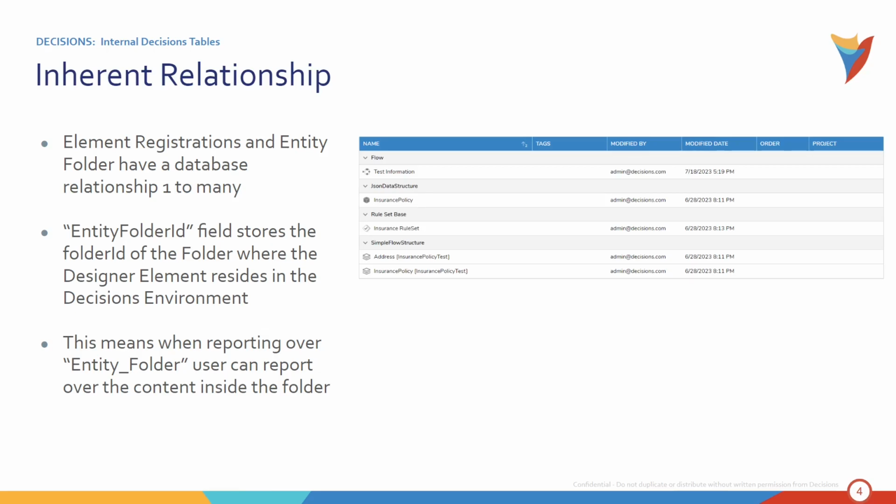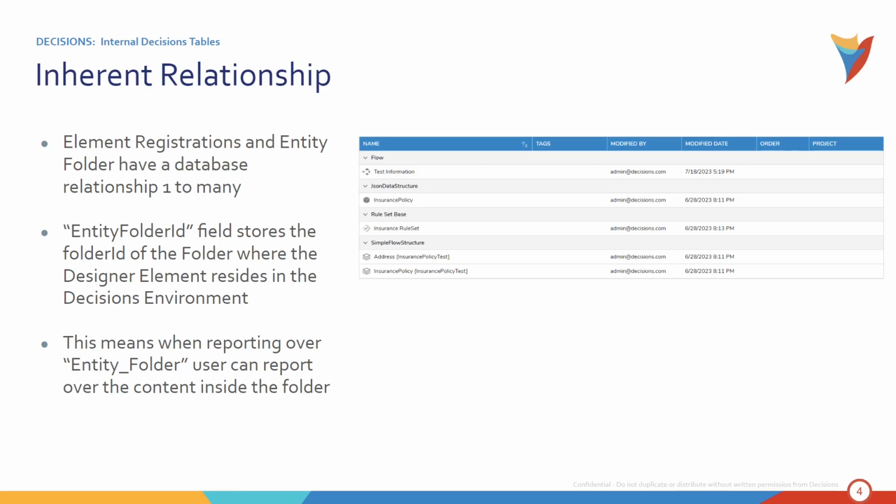Now, because every designer element lives in a folder, right? You create a designer folder called Jared's Designer Elements. Inside of it contains Flow 1, Flow 2, Rule 1, Rule 2, right? And that folder, Jared's Designer Elements, is storing those element registrations.